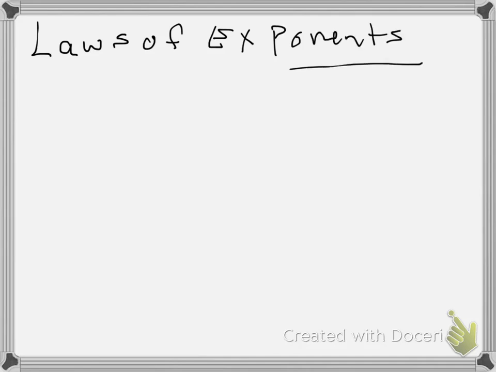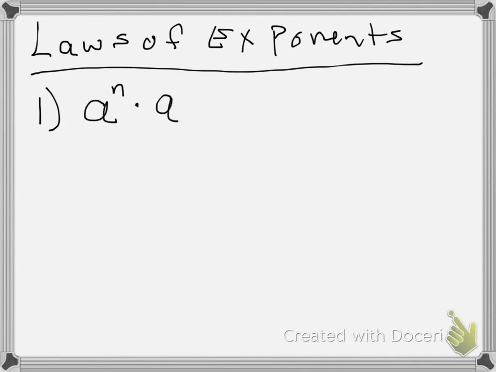Alright, this is on laws of exponents. And I'm basically going to be going over the top part of the worksheet you got and doing a couple of examples. The laws of exponents, where it says to complete each law, the first one, a to the m times a to the n, is we're multiplying exponential terms with like bases. When we do that, we add the exponents.